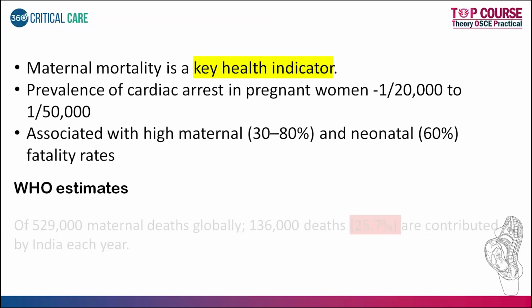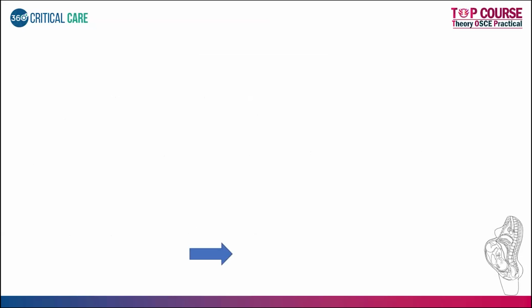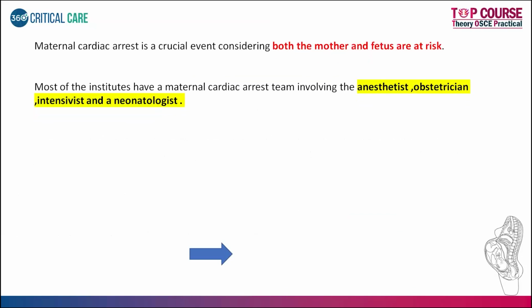So the WHO estimates roughly around 25% of deaths in India are usually because of maternal mortality. So that is something that we need to look up. Why is it different compared to any adult cardiac arrest? The only reason is because here both mother and the fetus is at risk, and we are going to treat them.